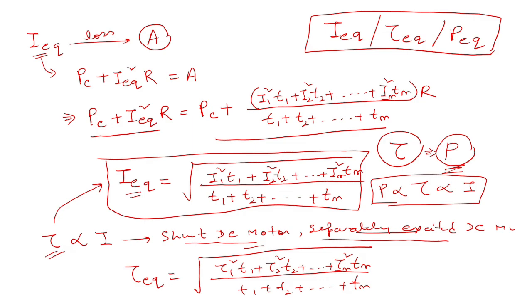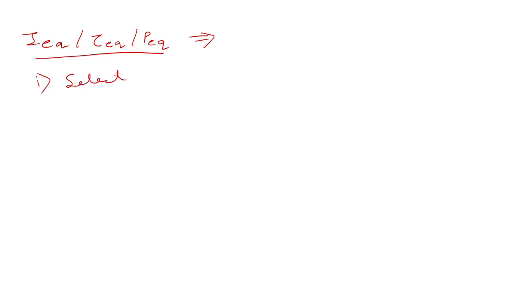Now after IEQ or torque equivalent or power equivalent is calculated, we follow the following steps to determine the rating. Okay, the first step is to select a motor with the next higher current rating that is available in the market, and we designate this value as I rated.